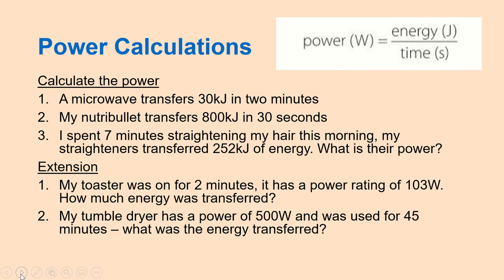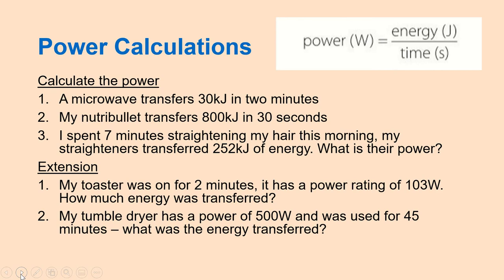Now let's have a go at the last question. So my tumble dryer has a power of 500 watts and it was used for 45 minutes. So how many seconds are in 45 minutes? So we do 45 times 60 to get 2,700 seconds. We then substitute the power and the time into that equation.